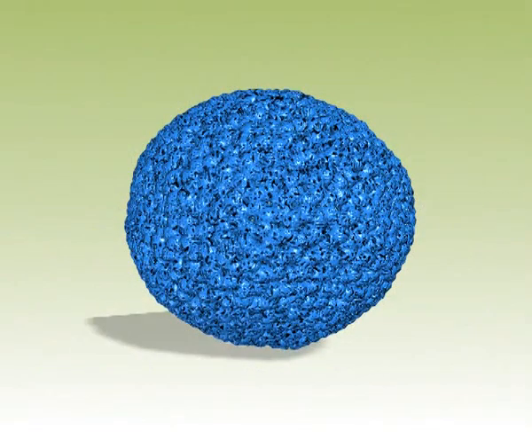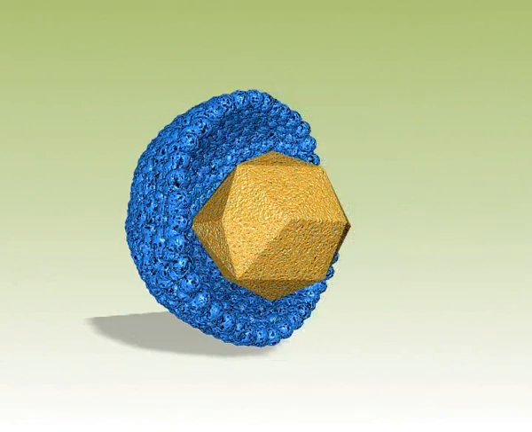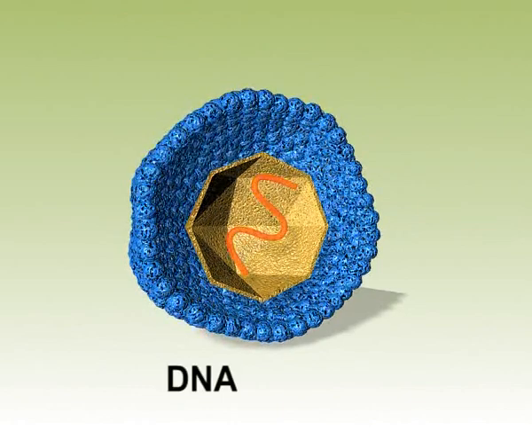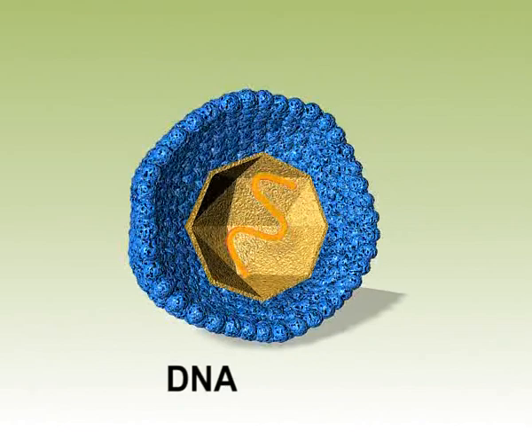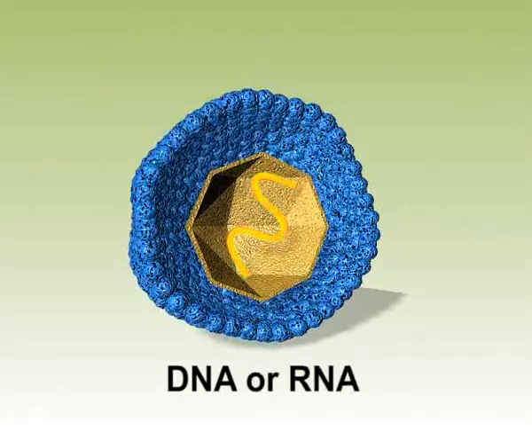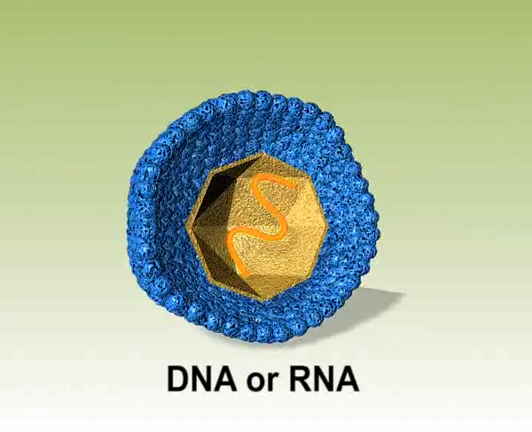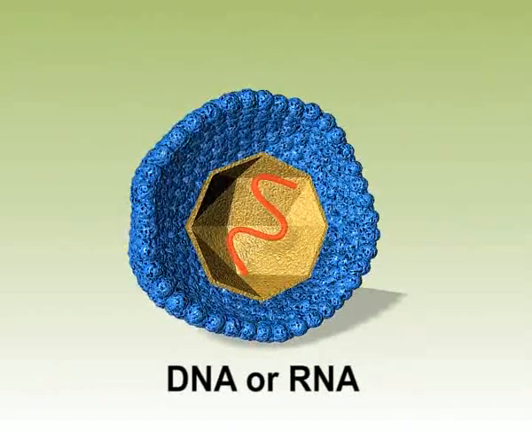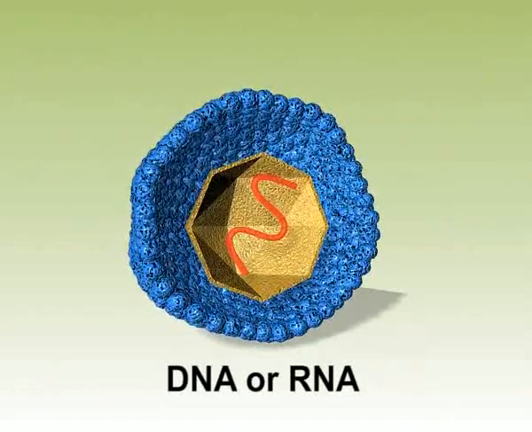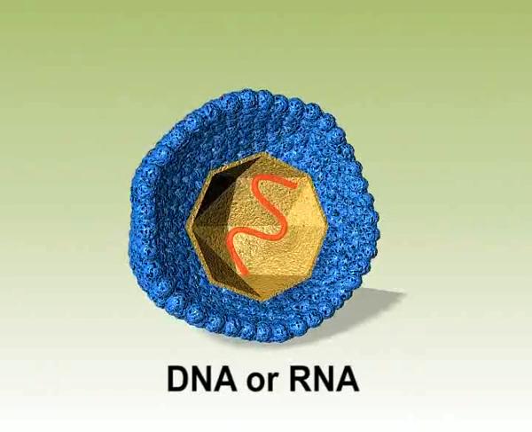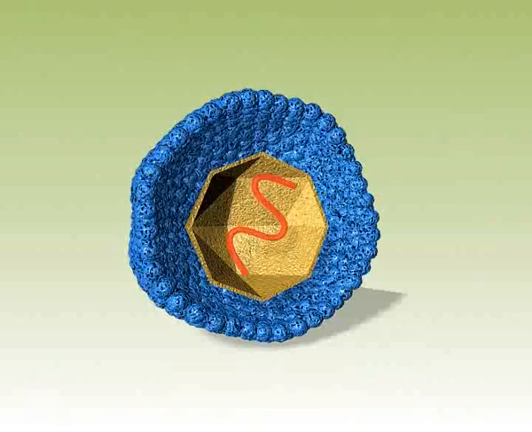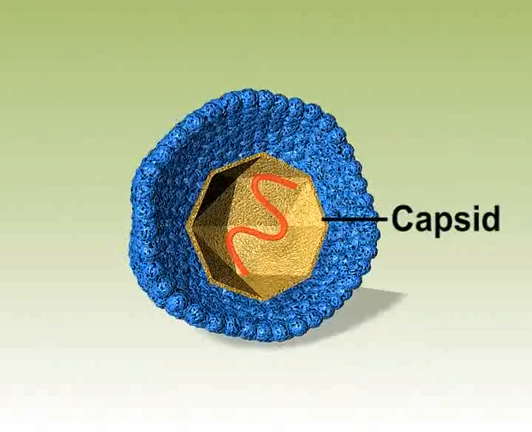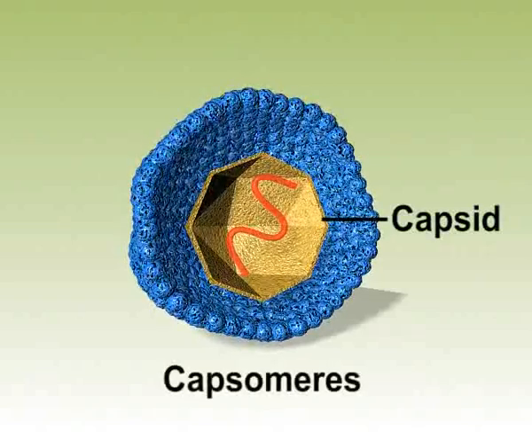A virus is basically a tiny ball of genetic material, either DNA, that is deoxyribonucleic acid, or RNA, that is, ribonucleic acid. It does not have a typical cellular organization. Its DNA or RNA is packed in a shell. This shell is known as a capsid. Capsid is made up of bits of protein called capsomeres.